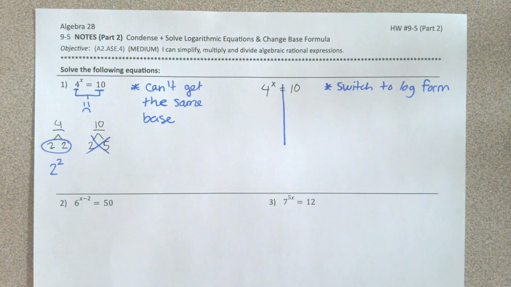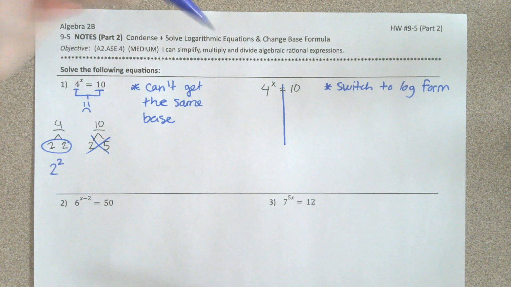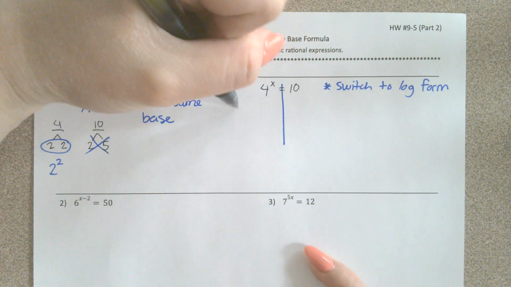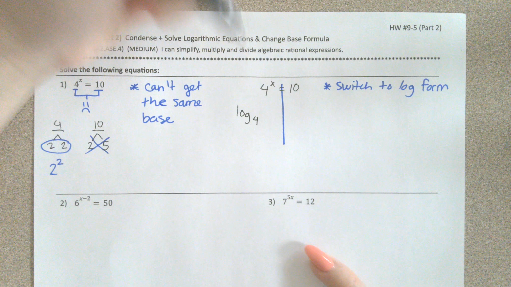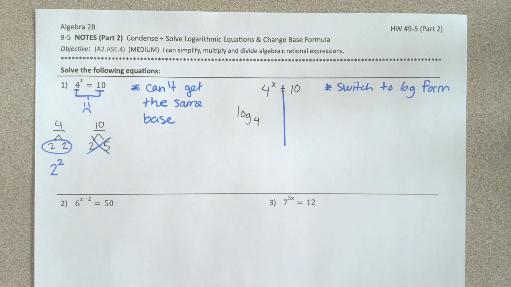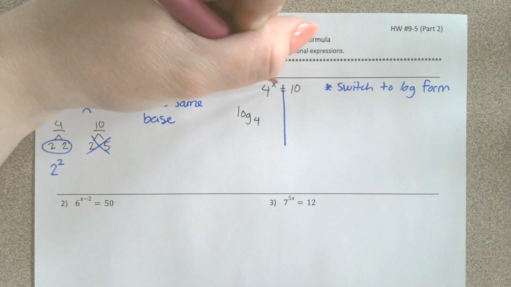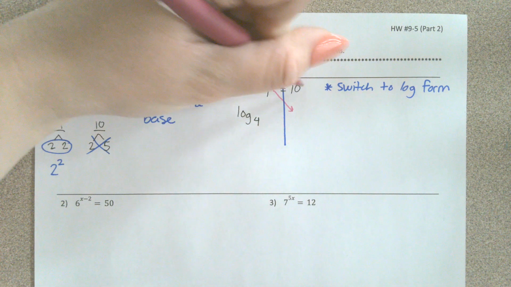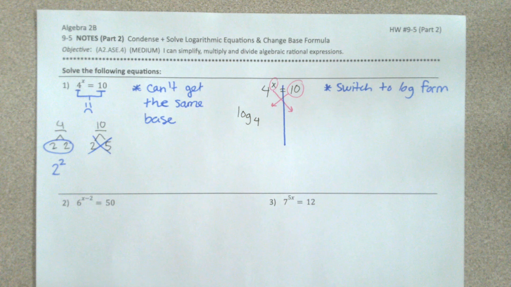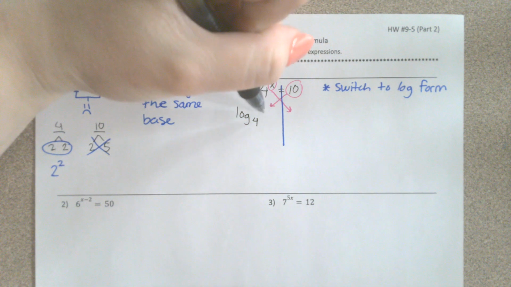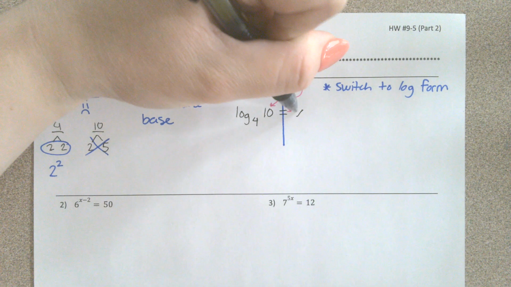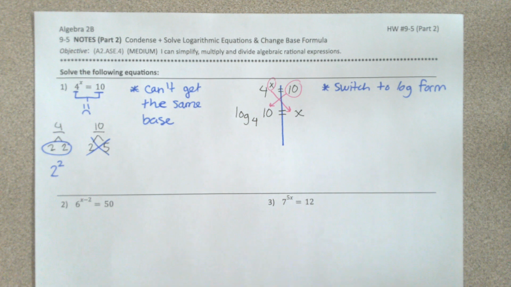So you remember how it goes. Base stays base, the other two switcheroo. Our base here is the 4. So it's log base 4. And then the other two switcheroo. So the x is going to go over here, and the 10 is going to go here. So log base 4 of 10 equals x. That's how that's going to look.